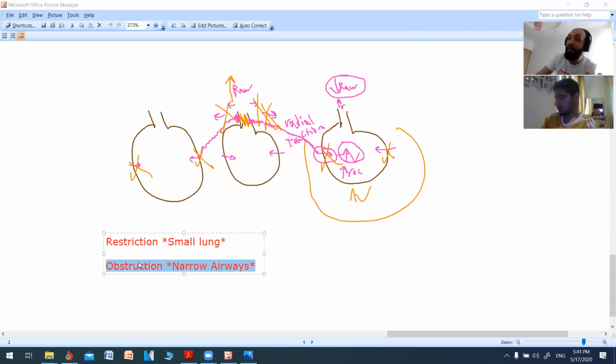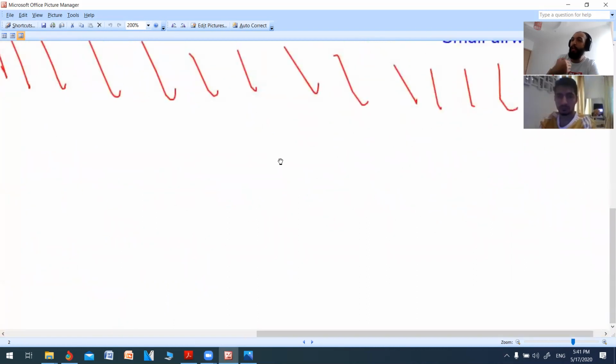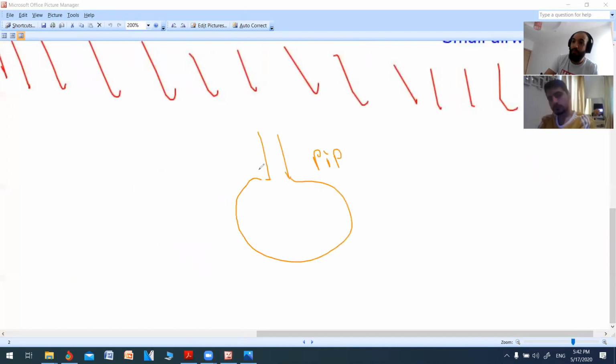Obstruction. Is it clear? Okay. Now, when we said in inspiration the volume will increase, so the recoil will increase, so the resistance will decrease. You also have to know the PIP. The PIP can affect the airways. In inspiration, what happens to the PIP? Decrease. So it will not press on the airways.